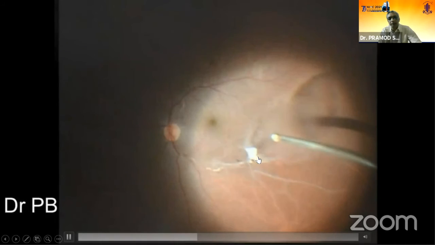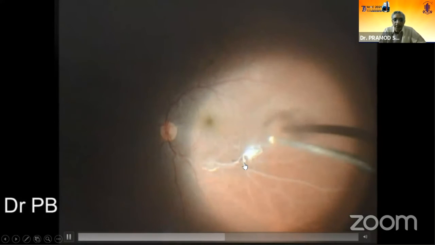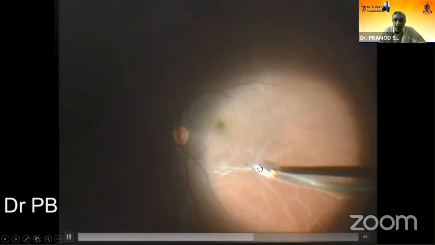Trim this prolif. Basically, the hemorrhage was because of tug on this blood vessel. There's not much vascular activity. And once you trim this one, the job is done and the patient got back excellent vision.